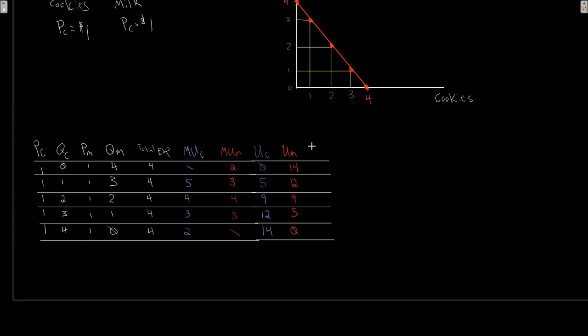What we then want to calculate is our total utility from our consumption bundles. And what we're going to do to work this out is just say, okay, for consumption bundle one, so our first row here, how much utility from cookies plus how much utility from milk? 0 plus 14 is, well, 14. Second row, 5 utility from cookies, 12 from milk. Well, that's going to be 17. 9 and 9 is 18. 12 and 5 is 17. 14 and 0 is 14.